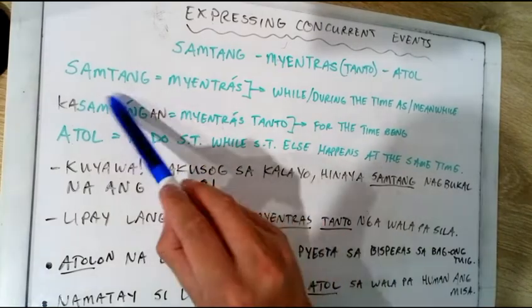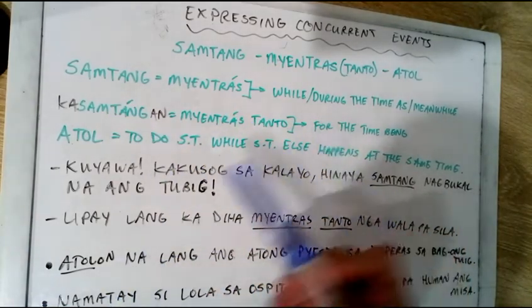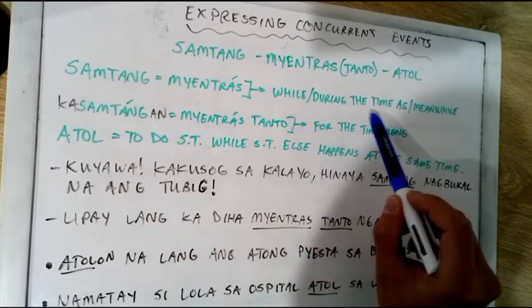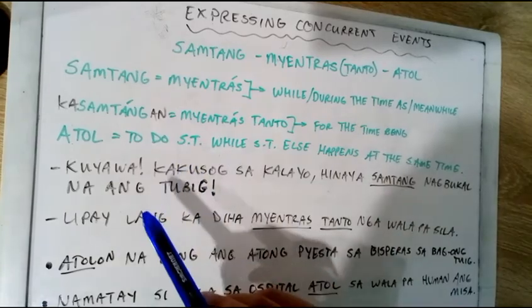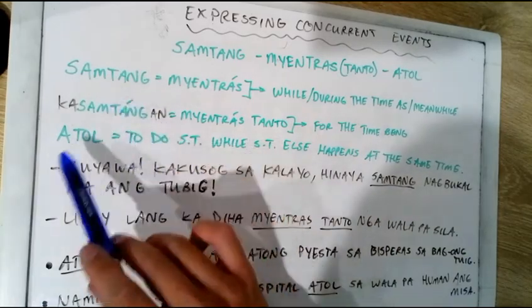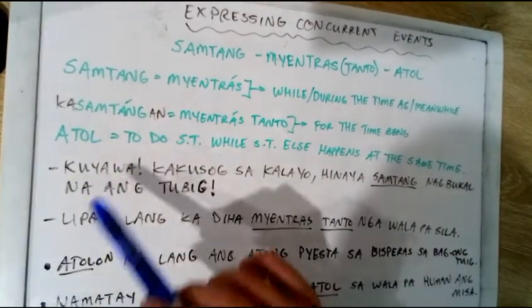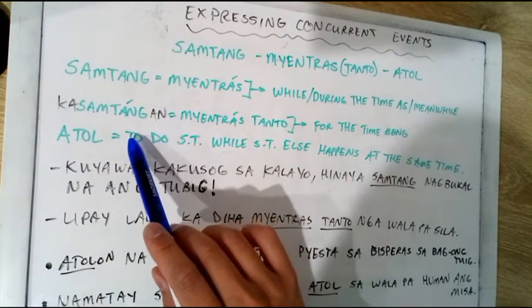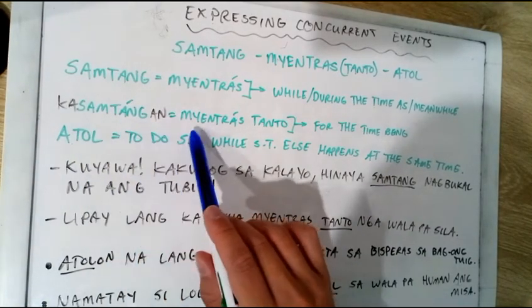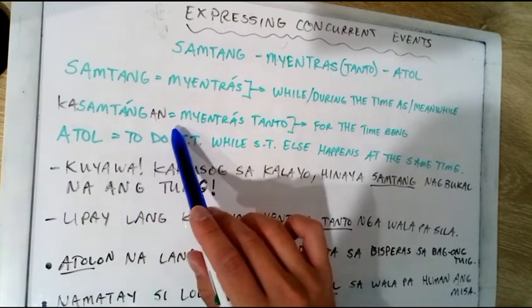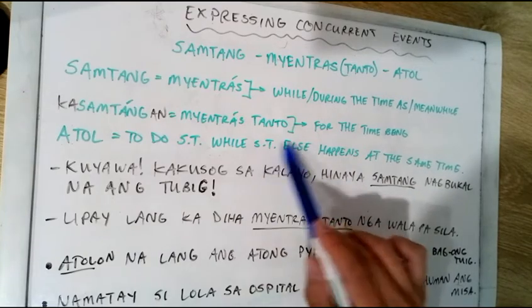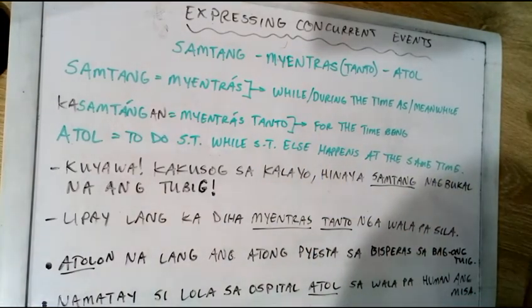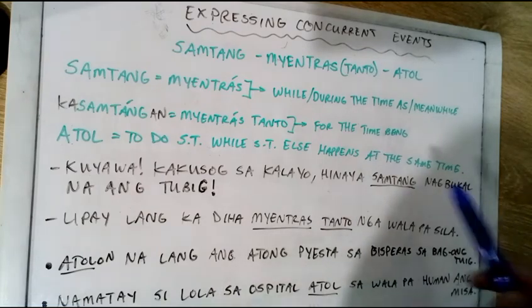So, samtang and mientras are literally the same thing, right? They just mean while or during the time as, or in the meanwhile. When we affixate samtang to kasamtangan, right? Kasamtangan changes its meaning to mientras tanto, and they both mean the same thing, which means for the time being or while something is happening, as in that particular moment of time.